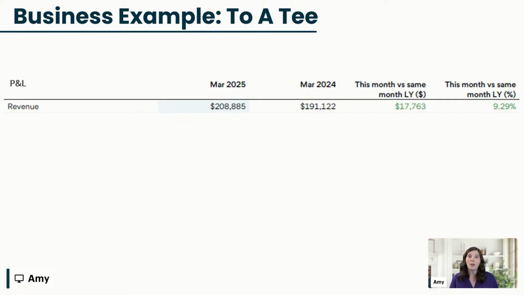You can also compare it to a forecast or to a budget. So what did we plan to sell this year? And how did we perform against that number? So in this situation, we are comparing versus last year. This year, we sold about $18,000 more t-shirts, or 9% more than the previous year. So that is the revenue line of the P&L.